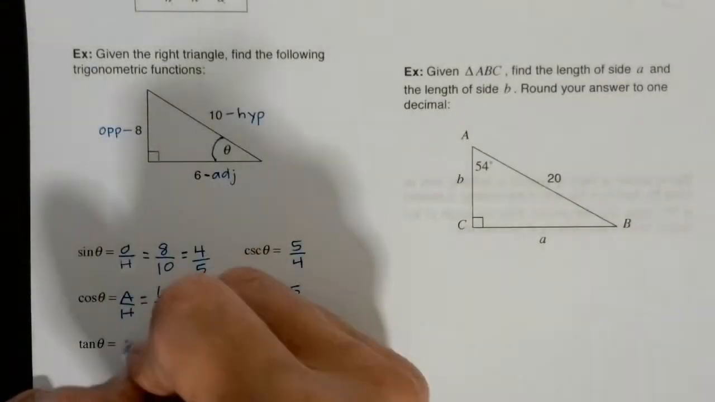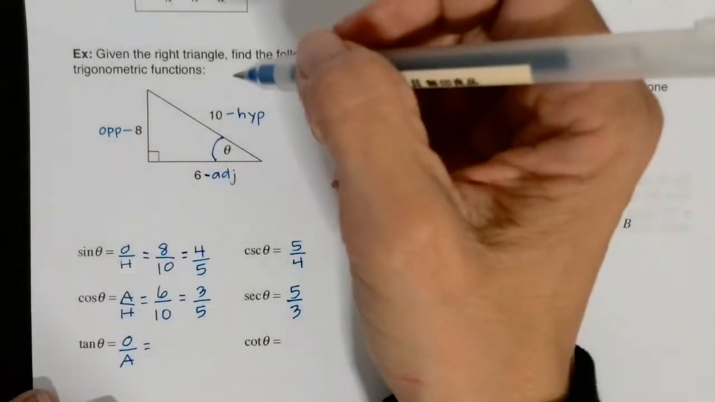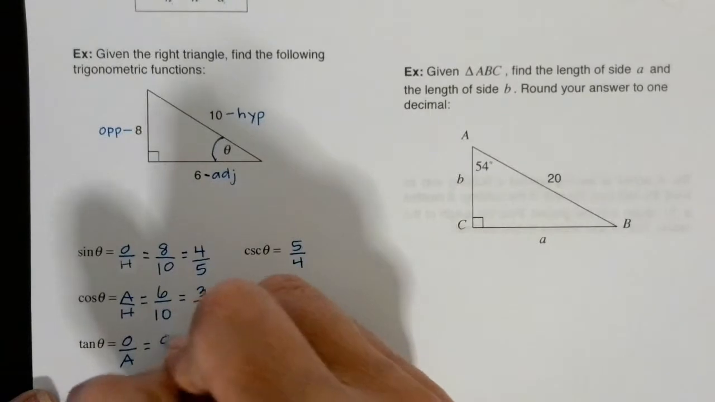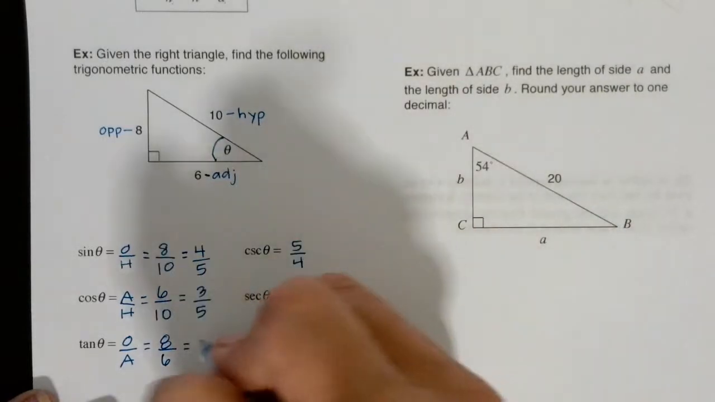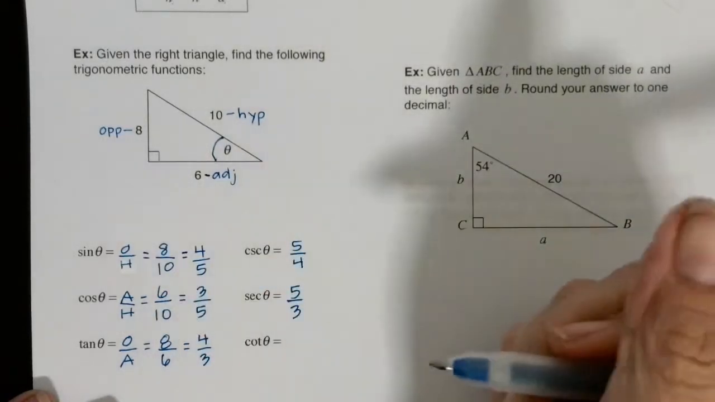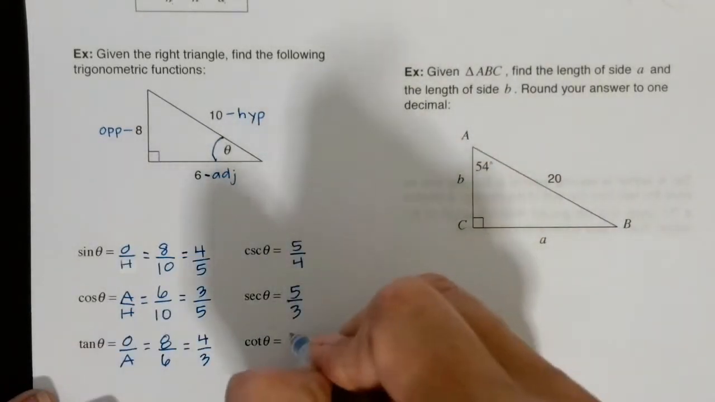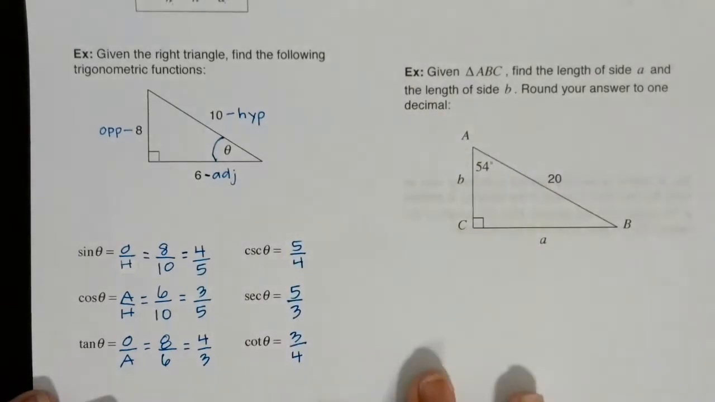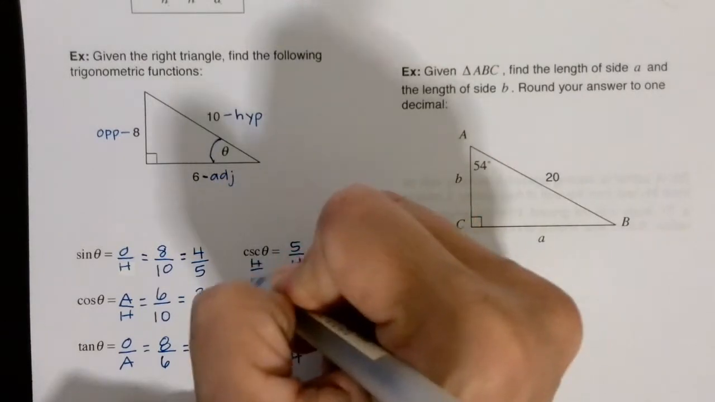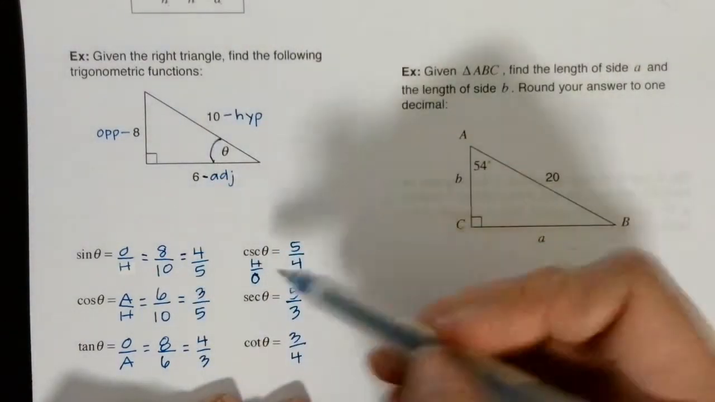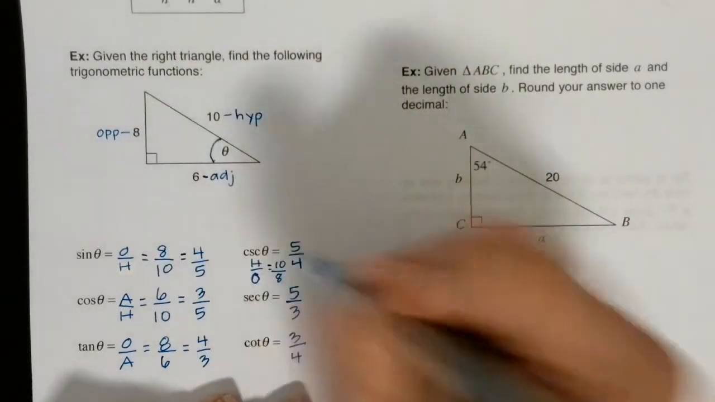The last one is tangent, which is opposite over adjacent. And for that one, you're going to do opposite, which is 8, over adjacent, which is 6. So then when we reduce that, we get 4 over 3. So then the reciprocal of tangent is cotangent, and it's going to have a value of 3/4. Alrighty? So I just wanted to point out, if you did h over o here, then you would get h, which is 10, over o, which is 8, which reduces to 5 over 4.